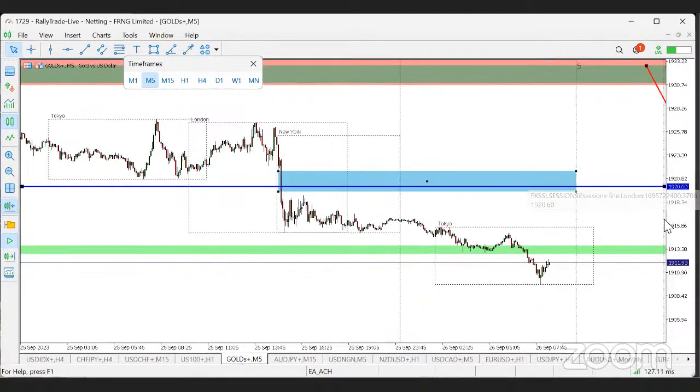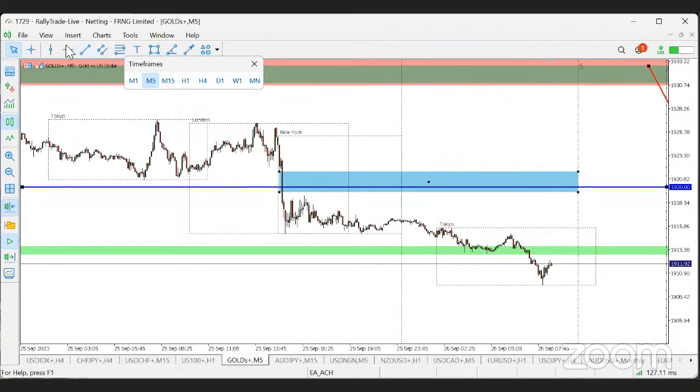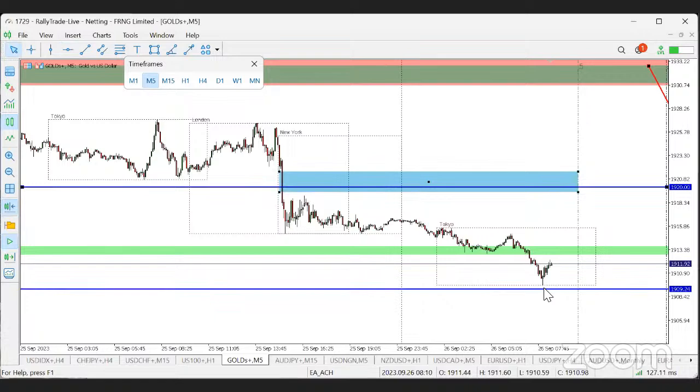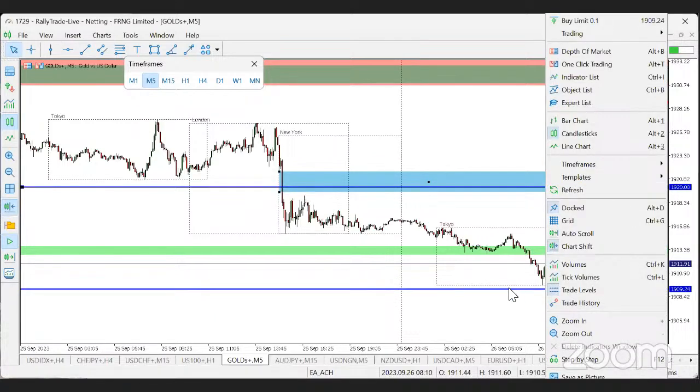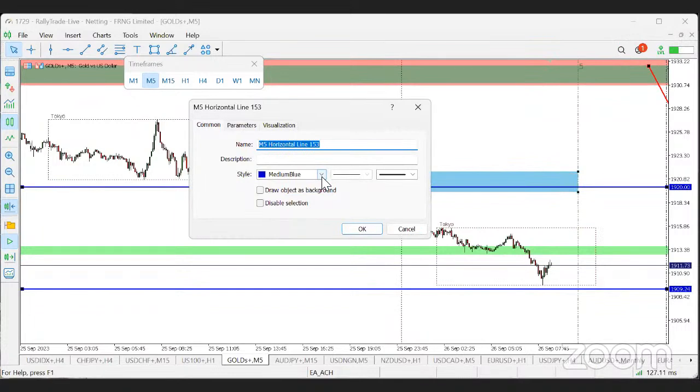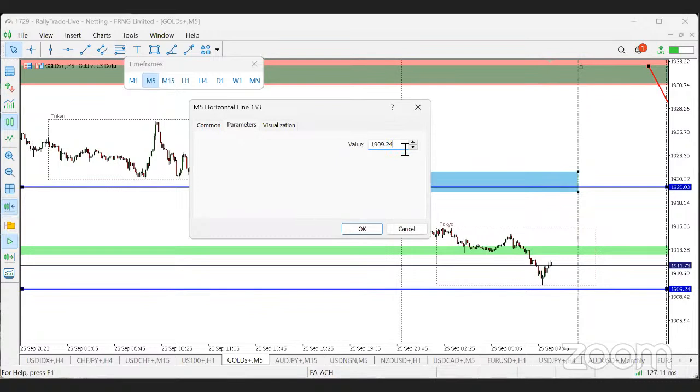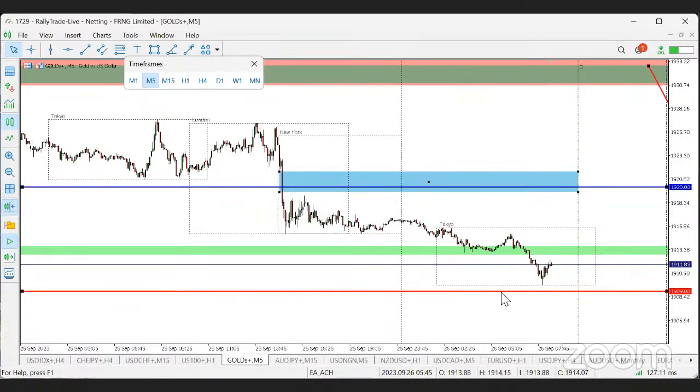So my take profit is at 1920, and then I'll be placing my stop loss just at 909. My stop loss is at 909. So I'm entering at the current price with the stop loss at 909 and the take profit at 1920.